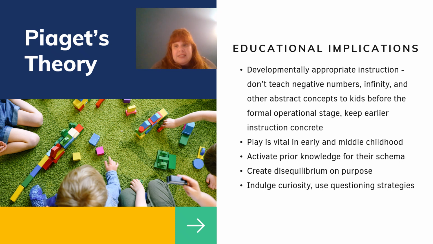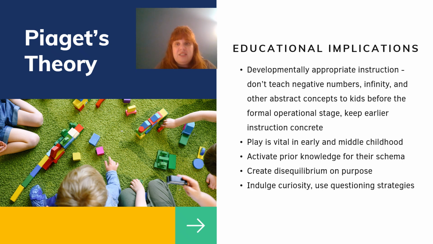Create disequilibrium on purpose. As you saw, learning takes place when you're in disequilibrium, when new information is coming in and it doesn't match what you already know and you have to decide what to do with it. So create that on purpose. Create situations where children are exposed to ideas and things that they didn't expect. In science, for example, you do an experiment and ask, what do you think is going to happen? And then something different actually happens, and it's like, I wonder why. We've got to figure it out. So you're creating that disequilibrium and indulging their curiosity.